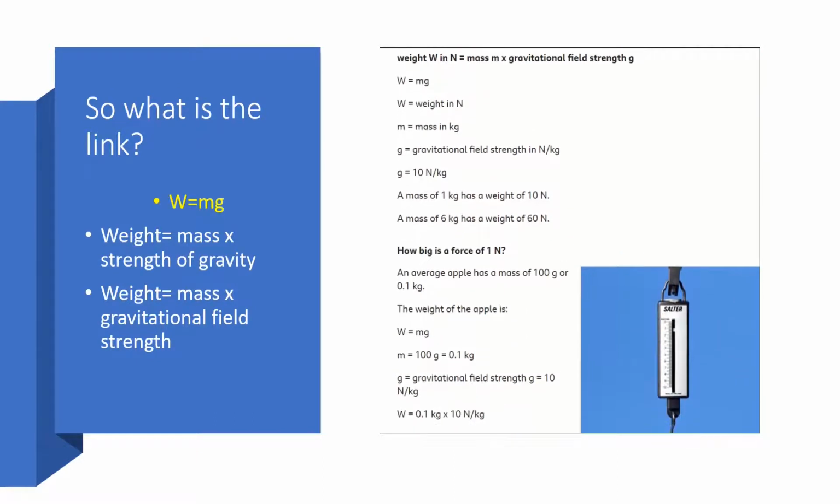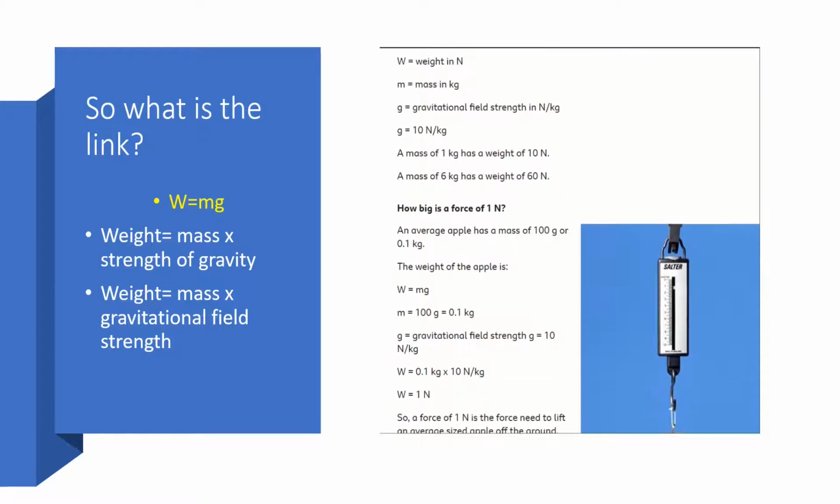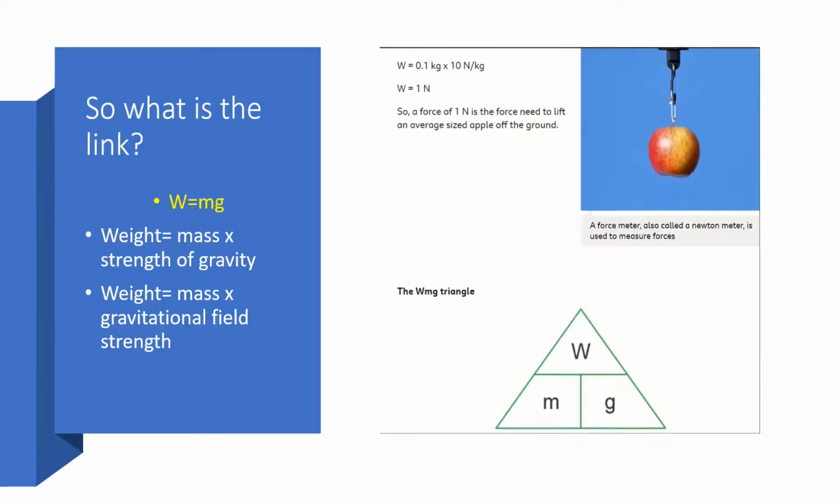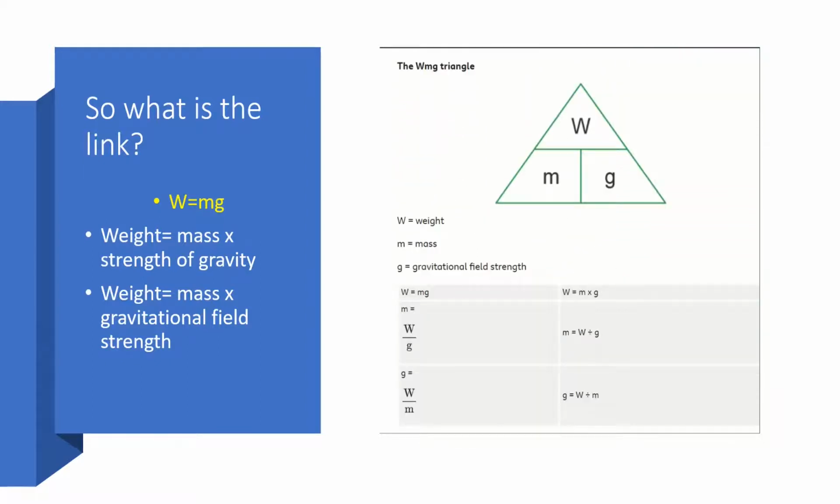So here is an example. We know that a mass of 1 kilogram will have a weight of 10 newtons, because W, weight, is equal to mass times our gravitational field strength. So 1 times 10, which gives us 10 newtons. If we've got a mass of 6 kilograms, that's 6 times our strength of gravity, which is 10. 6 times 10, 60 newtons. An average apple has a mass of about 100 grams, so that's 0.1 kilogram. So 0.1 kilogram times my strength of gravity, 10 newtons per kilogram. The weight of my apple is 1 newton. Have you got the idea? We can represent this as a triangle and you can cover up what you want to know.